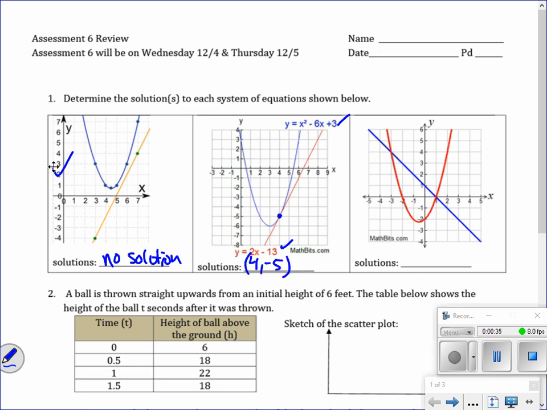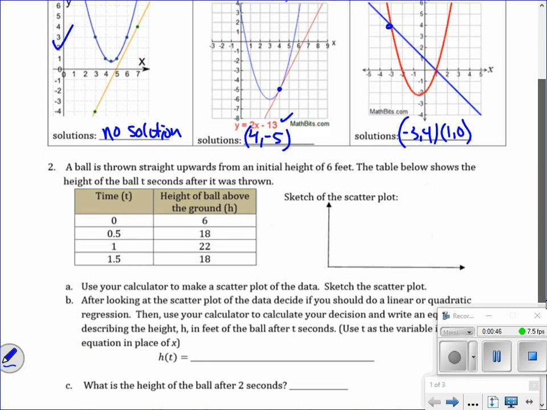And over here in the last one, the first one is (-3, 4), and the next one is at (1, 0). Okay, all right, so moving on.